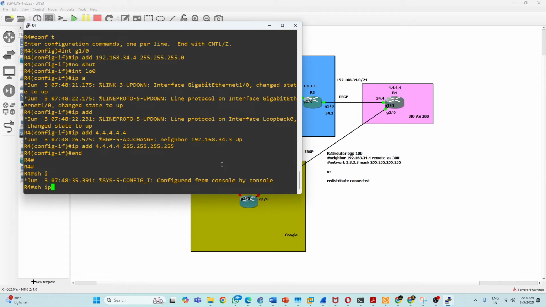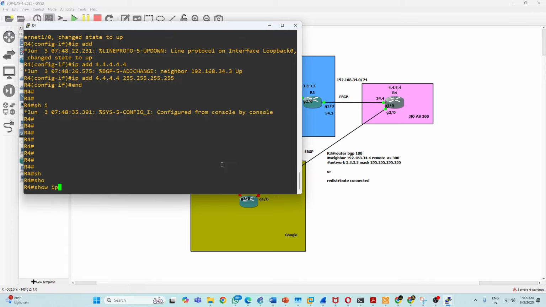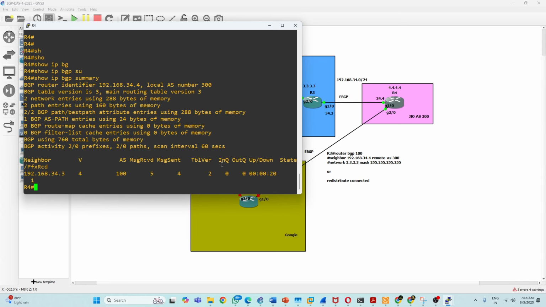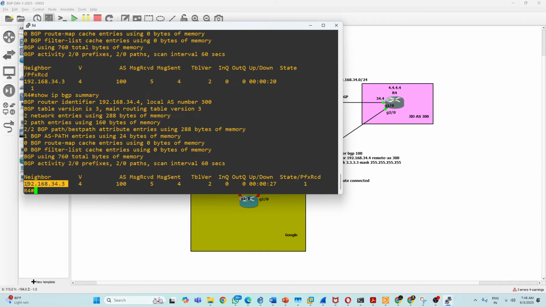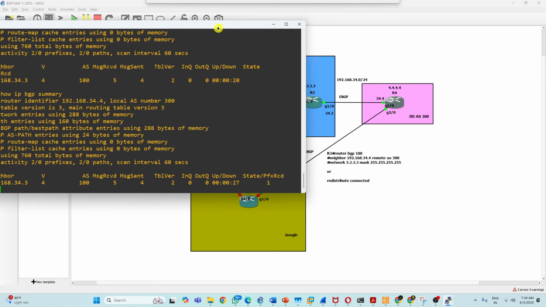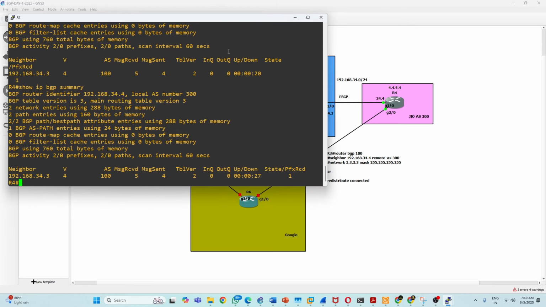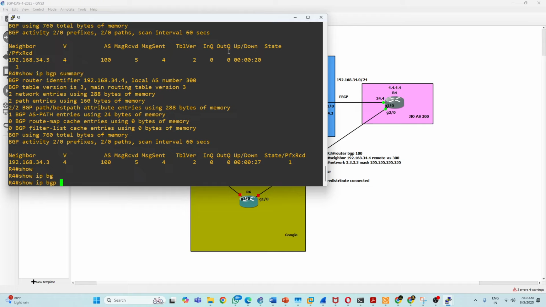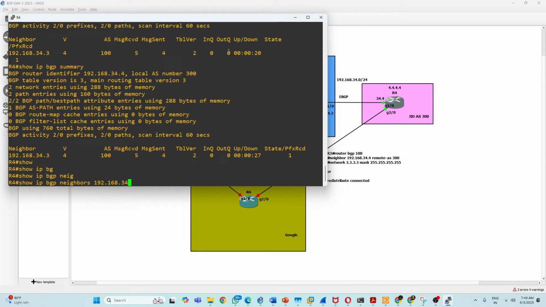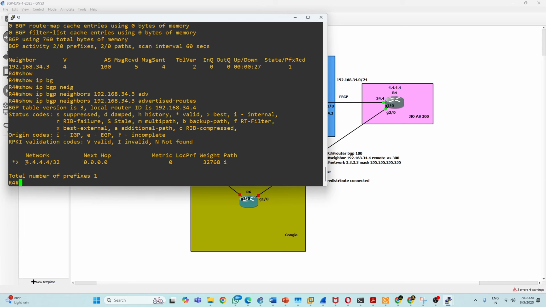To check BGP neighborship, simple: show ip bgp summary, like show ip ospf. See, now it is up, for the last 20 seconds. My neighbor is 34.3 and it is up. Now what route am I advertising to R3? 4.4.4.4, very good. You need to check whether I am advertising or not. Show ip bgp neighbors 192.168.34.3 advertised-routes, to see what routes I am advertising to my neighbor 34.3. See, 4.4.4.4. Does everyone understand?